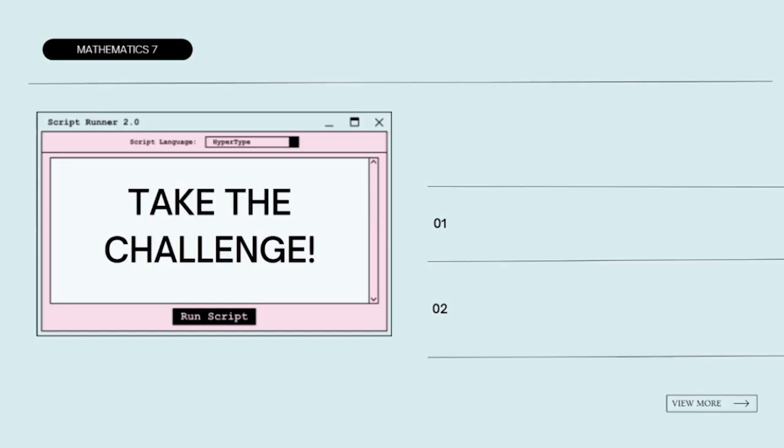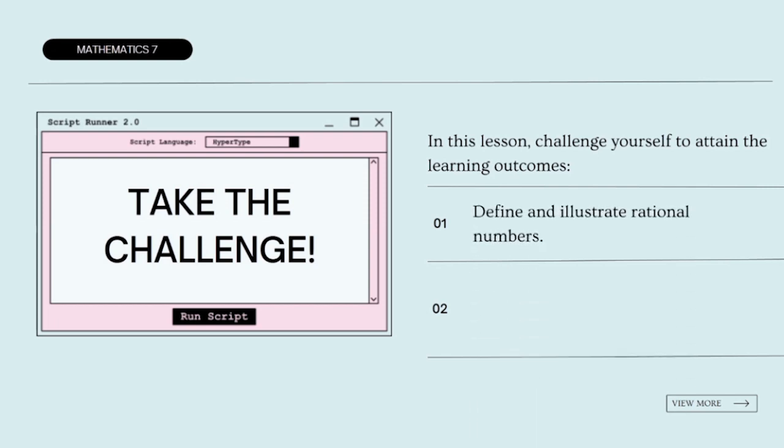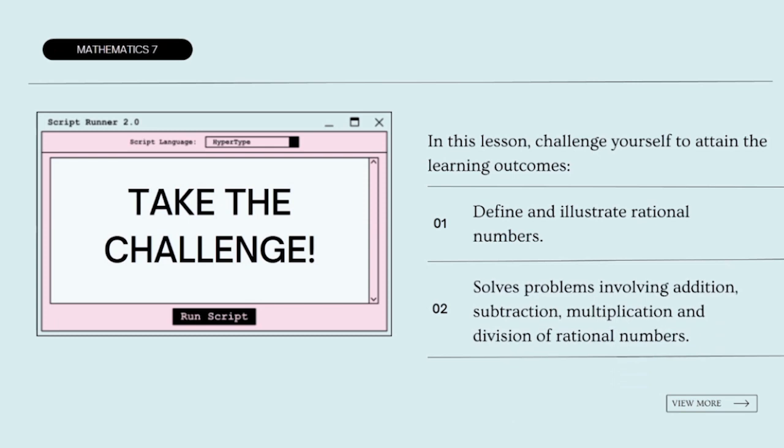So let's have first our learning outcomes. Take the challenge. In this lesson, challenge yourself to attain the learning outcomes. First, define and illustrate rational numbers. Second, solve problems involving addition, subtraction, multiplication, and division of rational numbers.